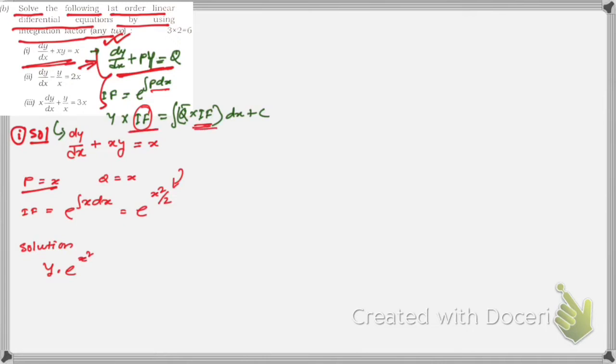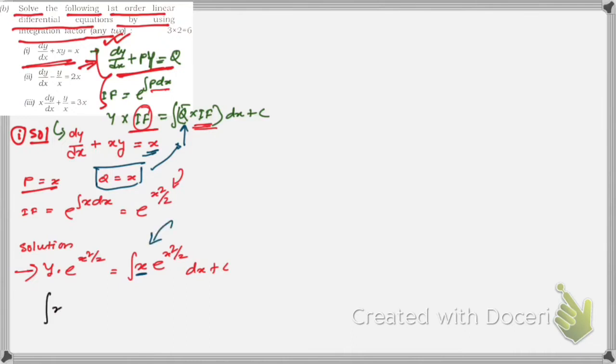So then we get the solution: y into e to the power x square by 2 is equal to integration q into e to the power x square by 2 dx plus c, where q is x here. So this would be our solution. Now let us integrate this part.